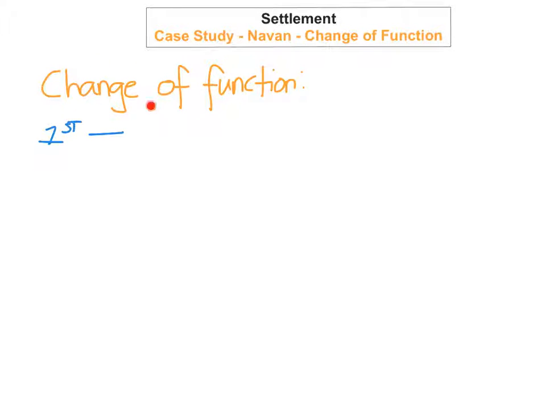So the case study for a settlement that has changed its function over time is going to be Navan, and I'm going to show you how it's changed its function over time. So, how did Navan change its function over time? Well, first of all, its main function back in the past was very much ecclesiastical. The reason was the establishment of monasteries. There were many monastic settlements that could be found here.